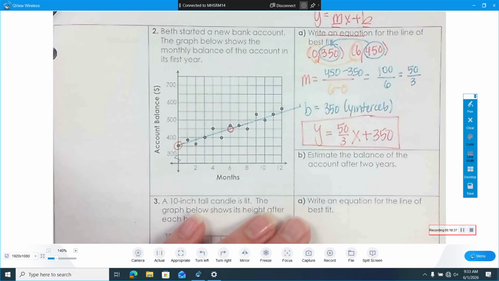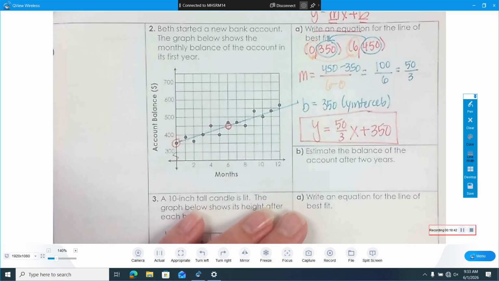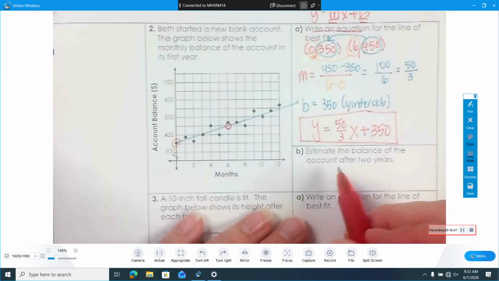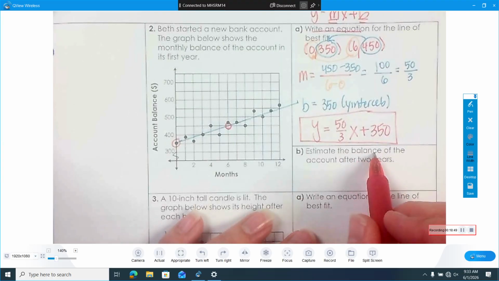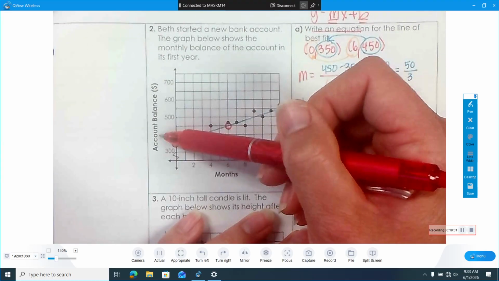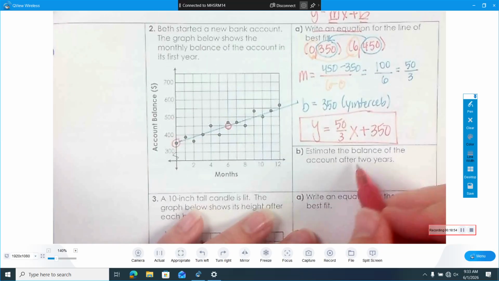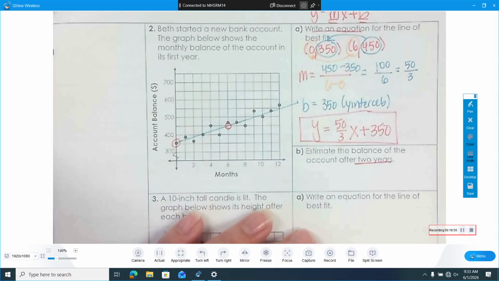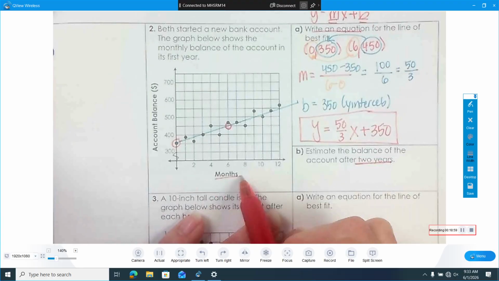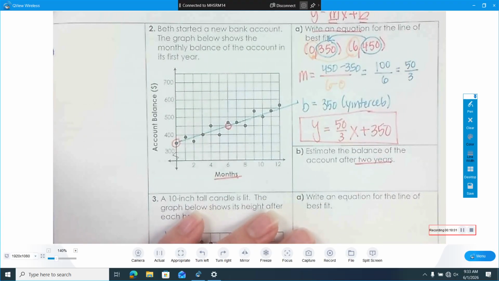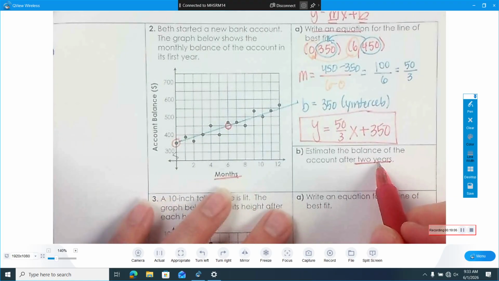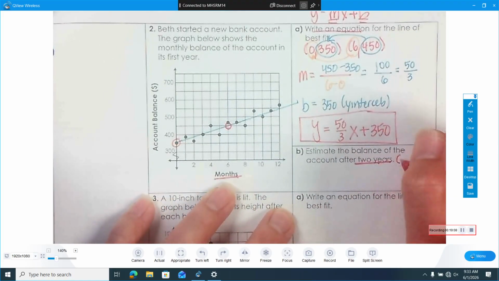And you guys are going to be doing this today too. You have to write your equation, and then you're going to have to do some predicting. So now we want to estimate the account balance. So the account balance is the y value of the account after 2 years. So years, we were in months. What do we have to do? So 2 years is how many months? Yeah, so that is x equals 24 months.